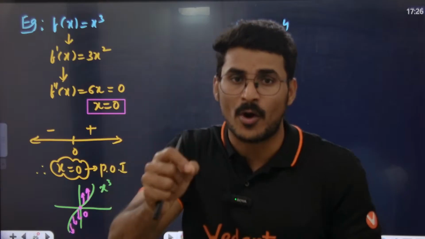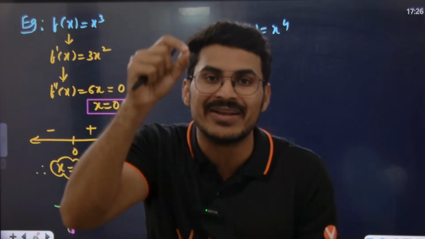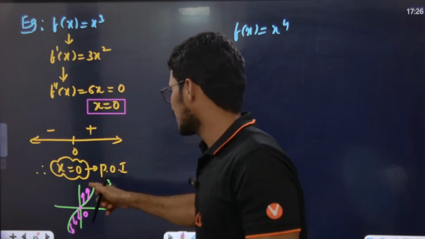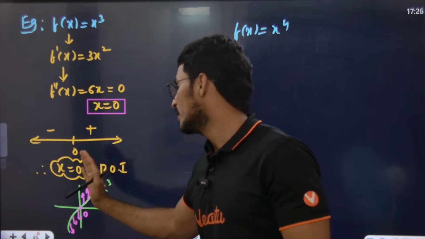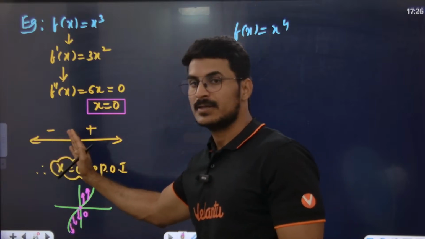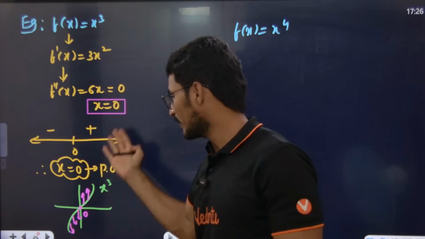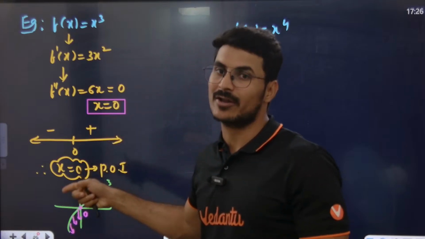At whatever point the concavity changes, that point will be called the point of inflection. The sign changes at this point: before it was minus, after zero it is plus. So concavity downward, then concavity upward. So x is equal to 0 is the point of inflection.